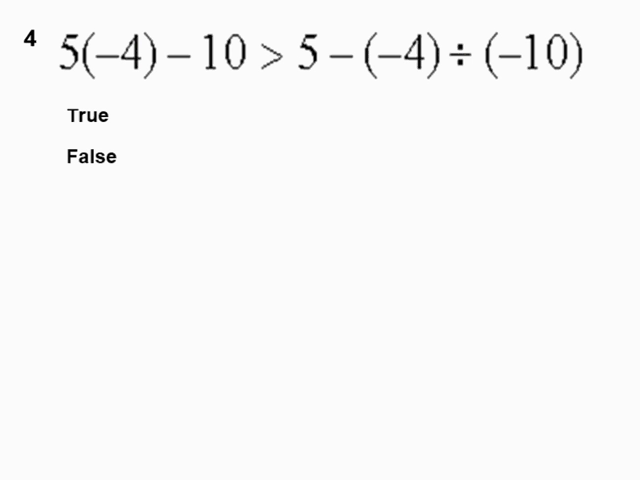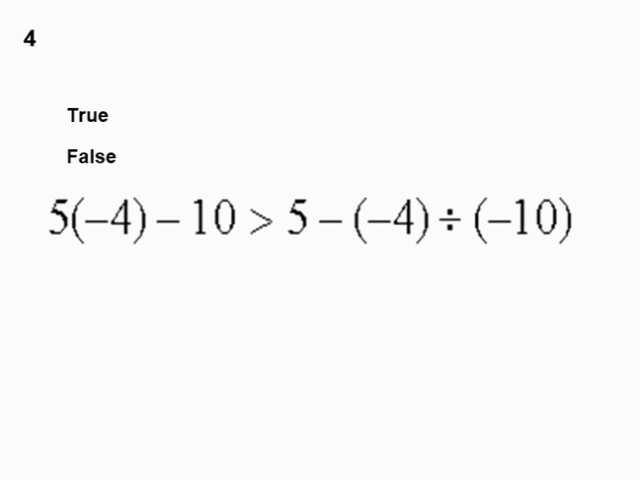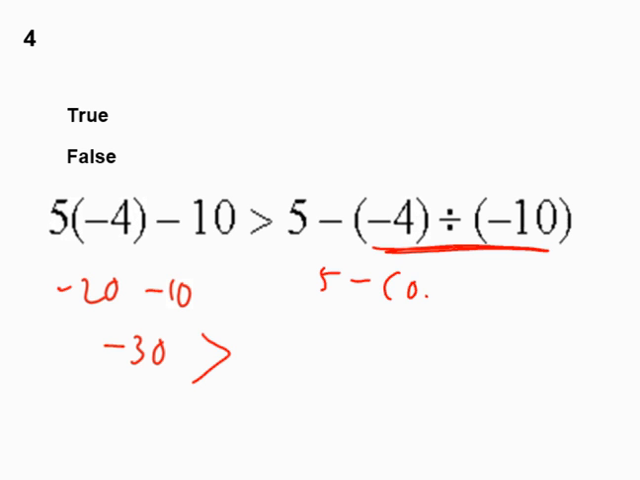Question 4. We have a BEDMAS string. 5 times -4 is -20, take away 10, which is going to be -30, is greater than... do your division first. So 5 take away 5 divided by -10, or -4 divided by -10 is 4. Is this the same one we did last day? No, it's not. It's different. This is going to be 4/6. Is -30 greater than 4/6? No, it's not, so it's false.